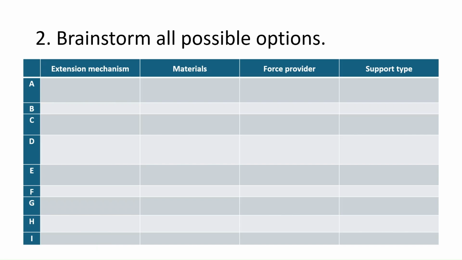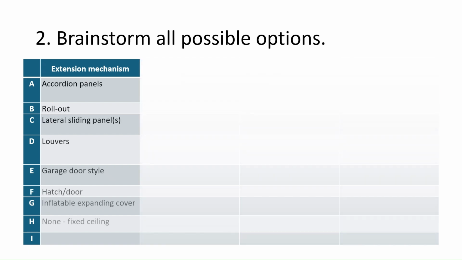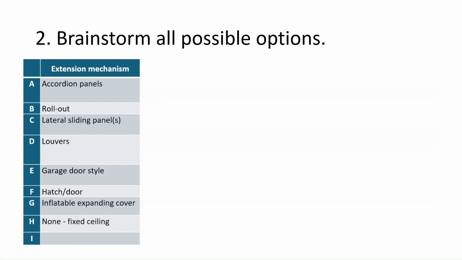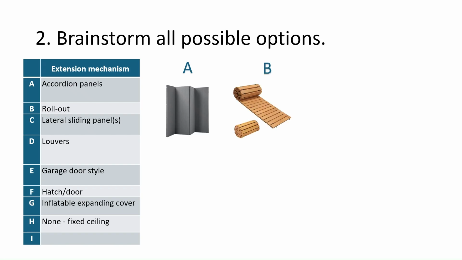Step 2. Brainstorm out all of the possible values for each of these parameters. In the table under each column, list out the conceivable possibilities for how that parameter could be implemented. I'll go through an example for my first parameter, that extension mechanism. The designs that I could think of: A. Fold out like an accordion with panels in alternating directions. B. We could roll out rows of solid pieces, kind of like a wooden mat.